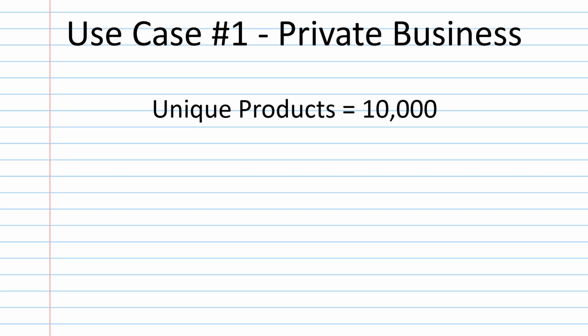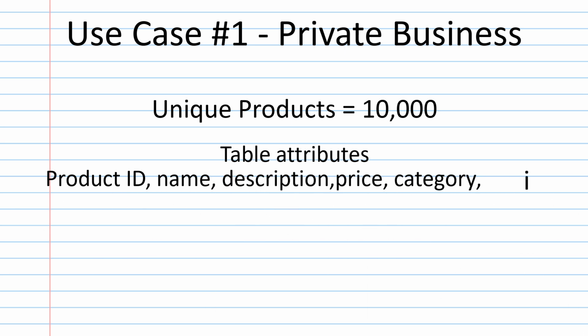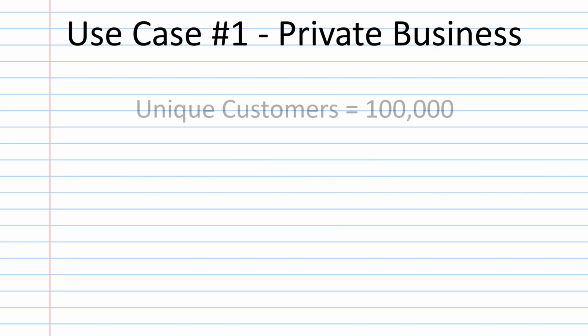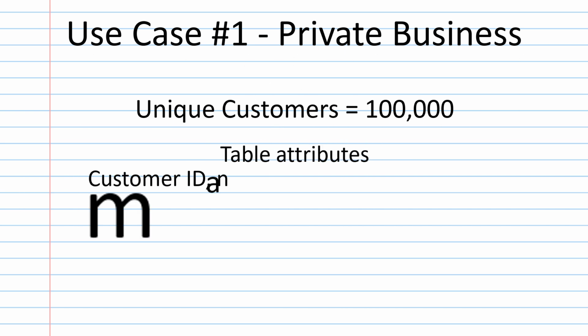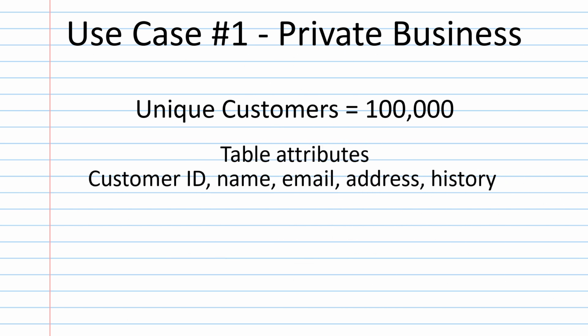So now we've estimated the fact table, how many transactions there would be. Let's also estimate the product data. Let's say the private business has 10,000 unique products. So you would have a table with product ID, name, description, price, category, and an image. And let's say it equates to 1.91 gigabytes. Then we have to take into account customer data comprising customer ID, name, email, address, and purchase history. Let's say it equates to 58.86 megabytes.